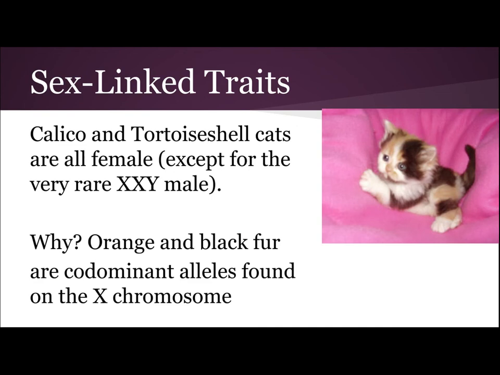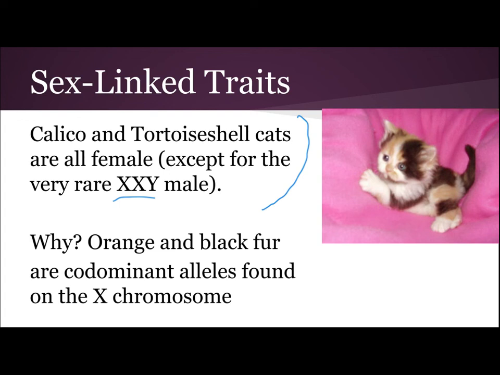So the last thing we're going to look at in this section is an example of a sex-linked trait that is also codominant, because we can have traits that fall into multiple categories. So did you know that calico and tortoiseshell cats, so cats that have both black and the orange or yellow color on them, are all female, except for the very, very rare XXY male, so a male that has a chromosomal non-disjunction. Almost all of them are females.